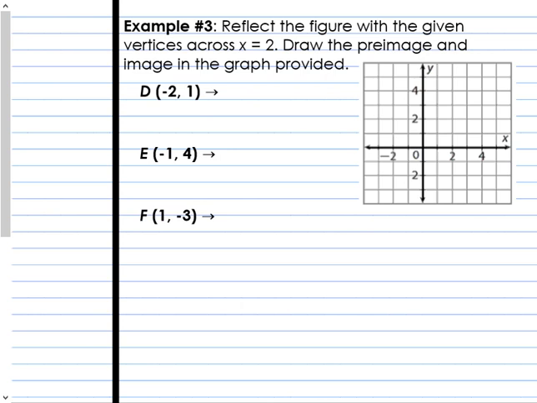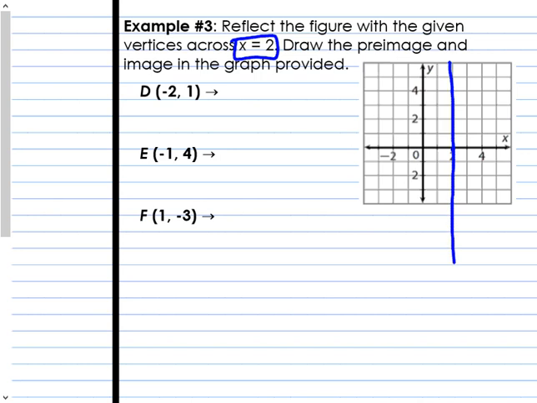So now we're going to reflect the figure with the given vertices across x equals 2. We're going to draw the pre-image and the image in the graph provided. So we are going to need to do coordinate notation at this point. So the first thing you're going to do is draw your line of reflection, and that's x equals 2. So x equals 2 is right here, and here's my line of reflection. So I'm going to reflect it across that line.